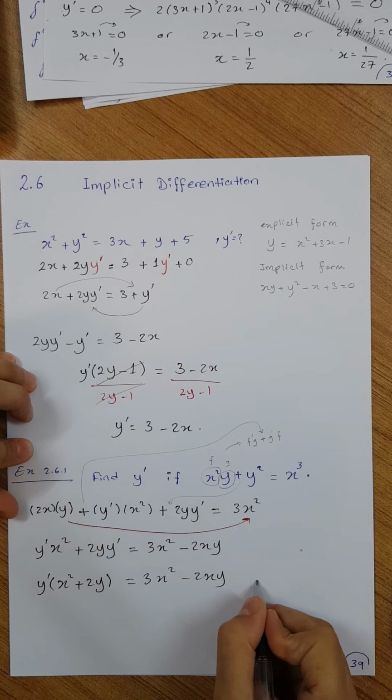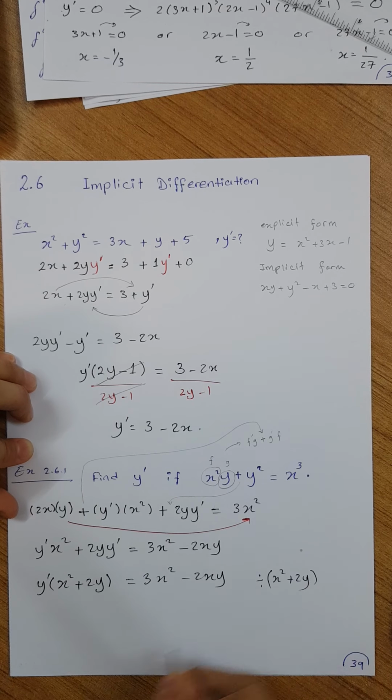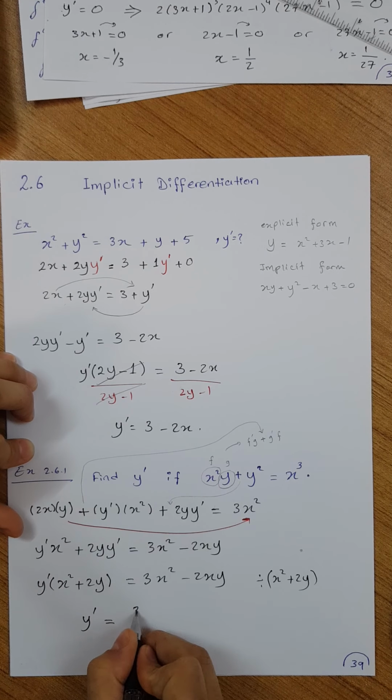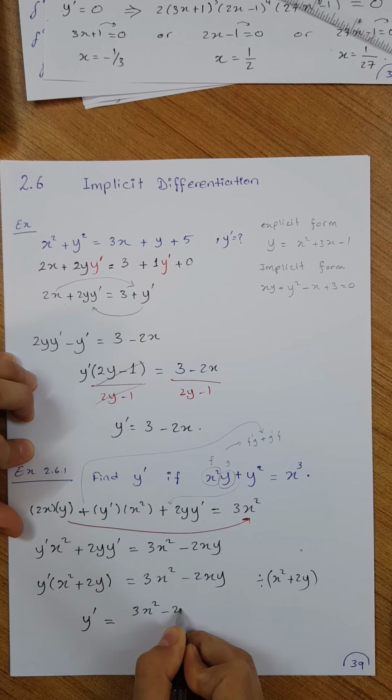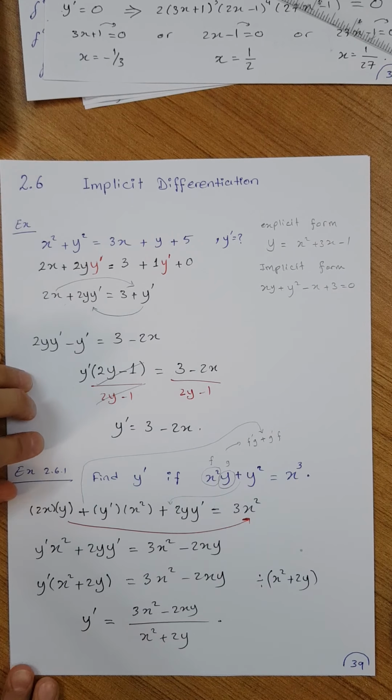To get rid of that bit, we are dividing both sides by x squared plus 2y. Dividing this side by that will leave me y prime alone, okay, and that one would be 3x squared minus 2xy all over x squared plus 2y, and that is the required result for y prime.